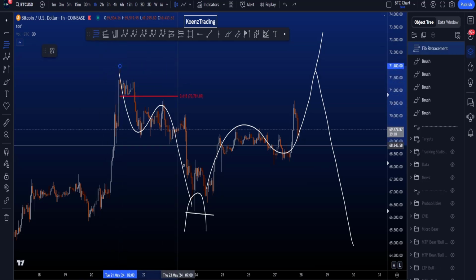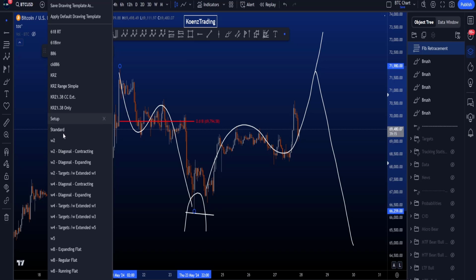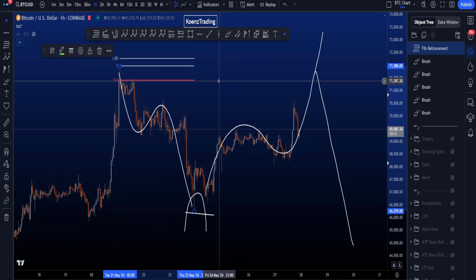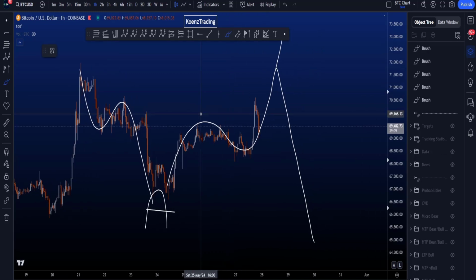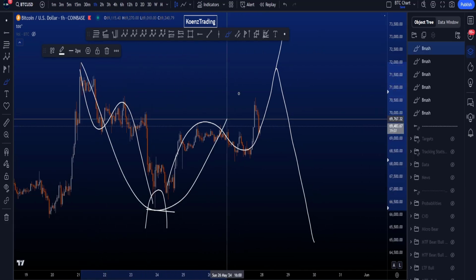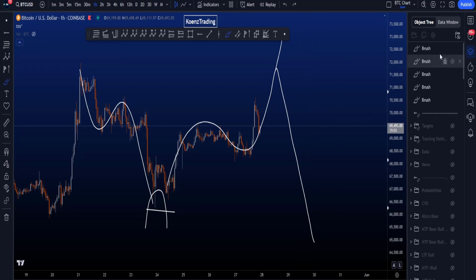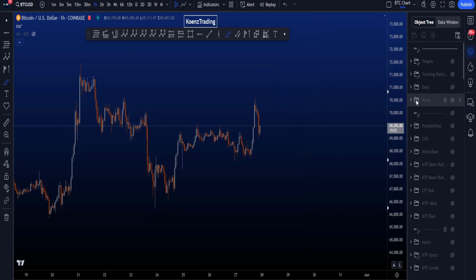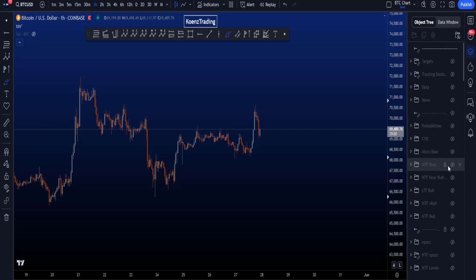A minimum target for a flat is the 0.9 Fibonacci, which is currently sitting at about 71.4k. So even in that bearish scenario for a WXY looking for a wave Y, preferably price would first move towards the upside and hit 71.4k.